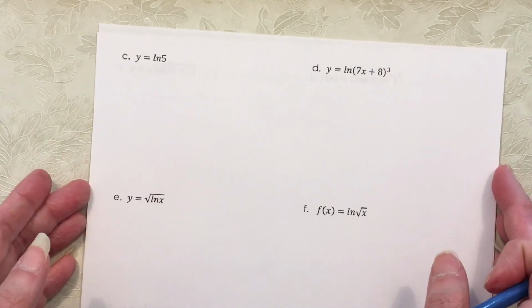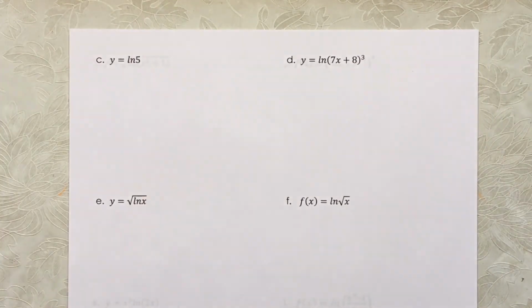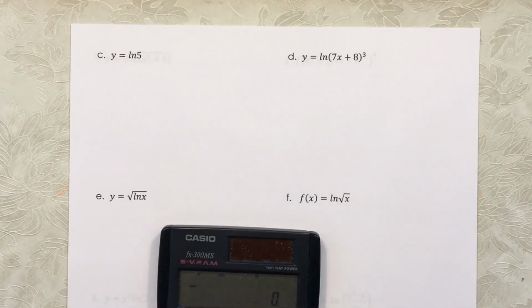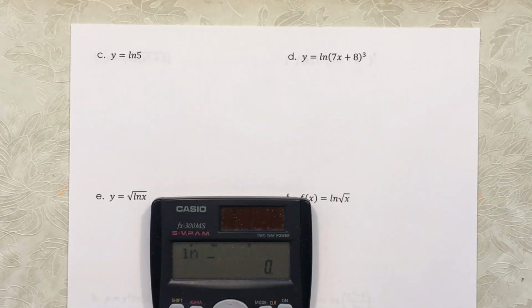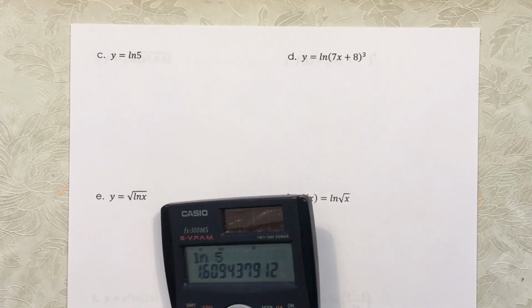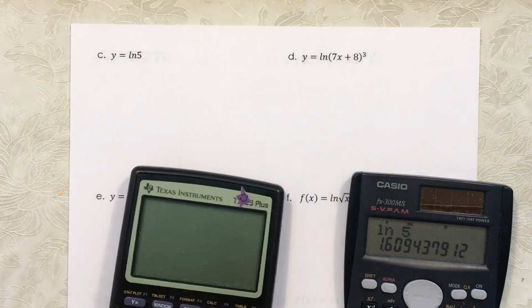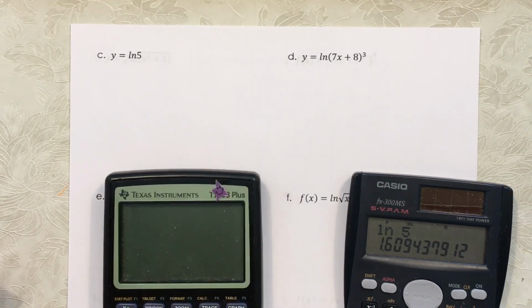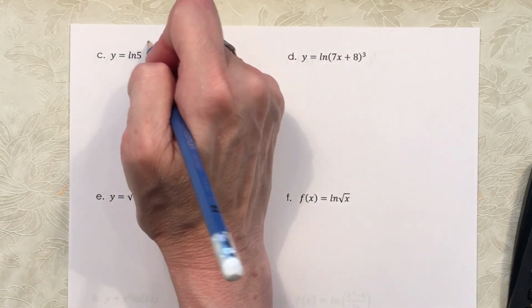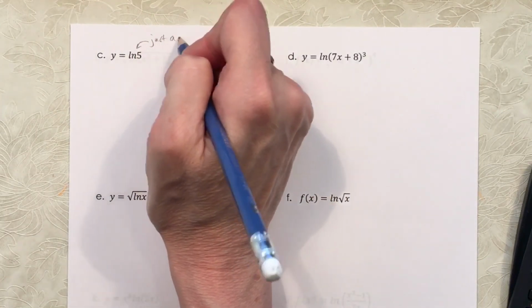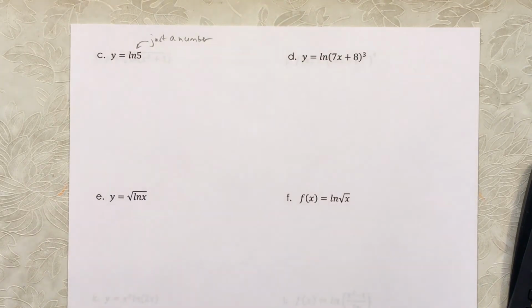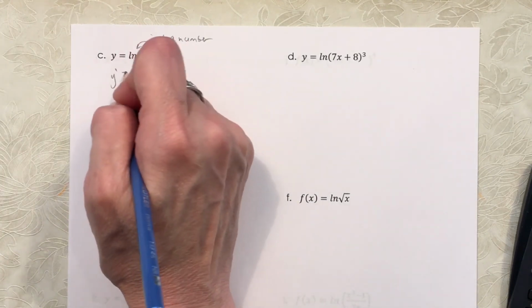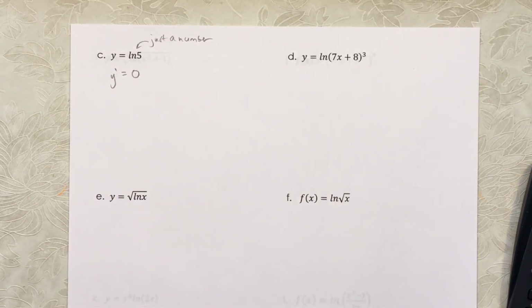Y equals the ln of 5. So the ln of 5, there's no x there. If you find the ln button on your calculator, ln of 5 is approximately 1.609, or on this calculator, 1.609437912. It's a number. Just a number. So it's like saying, what's the derivative of 2, for instance? We know it's 0. So the derivative of the ln of 5 is just 0 because it's a constant. The ln of 5 is a number, it's just a constant.